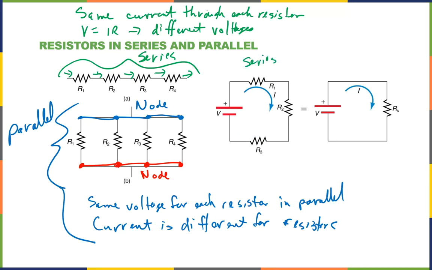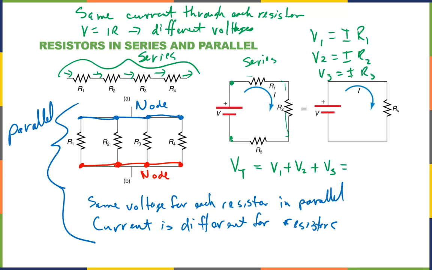So if it's series, I have the same current through each one. So that means the voltage through resistor 1 is equal to I times resistance 1. Voltage through resistor 2 is I times resistance 2. And the voltage through resistor 3 is I times resistance 3. Does that make sense? That's just applying Ohm's law to each one of the resistors. Now, if I look at the total voltage from here to here, it went down V1, V2, V3. And so my V total is equal to V1 plus V2 plus V3.